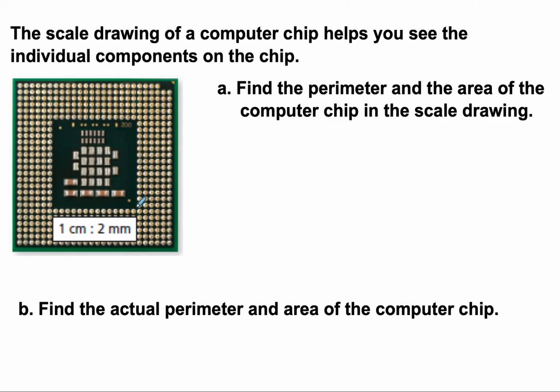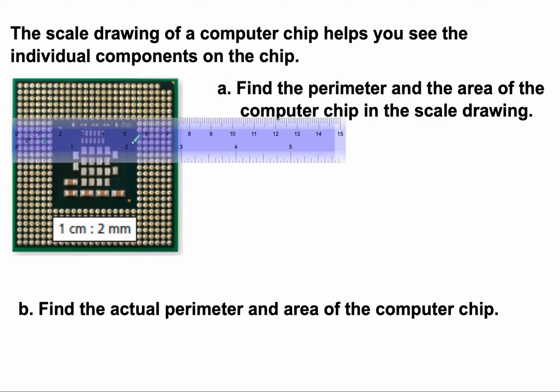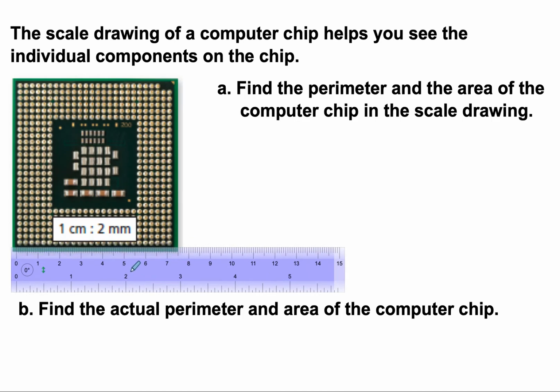This is an example of a scale drawing where the scale is actually bigger than the actual. The actual computer chip is so teeny tiny, the scale makes it a little bit bigger so that you can actually see it. So the first thing we need to do is to get out our ruler and measure in centimeters on the picture so that we can figure out what the perimeter and the area is.